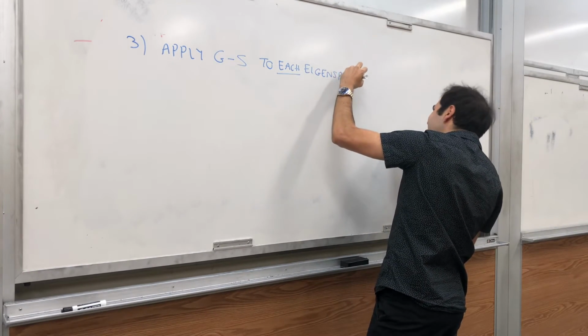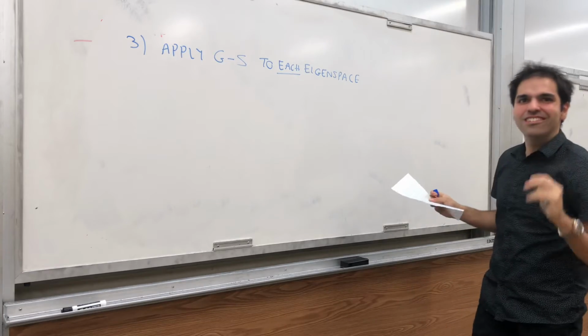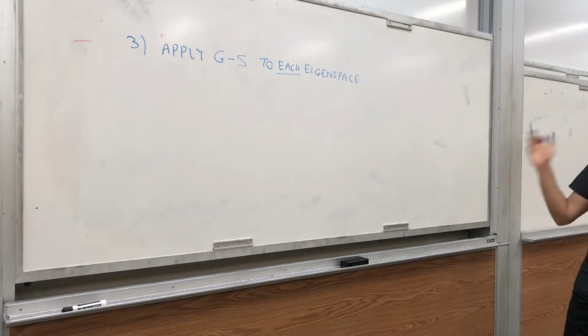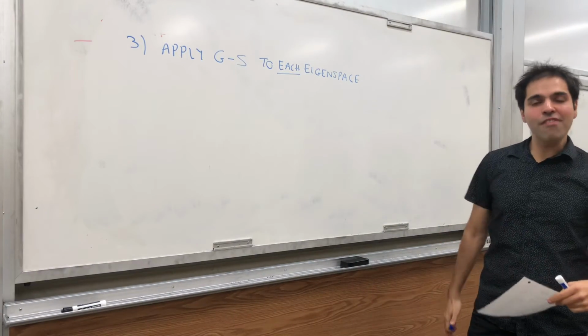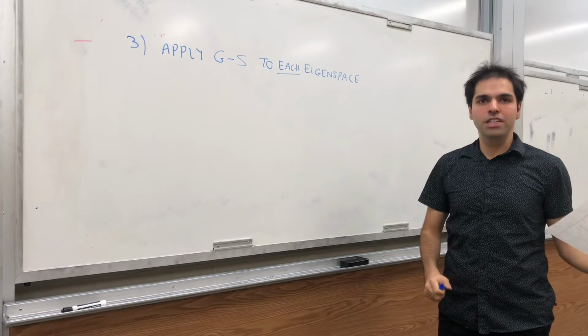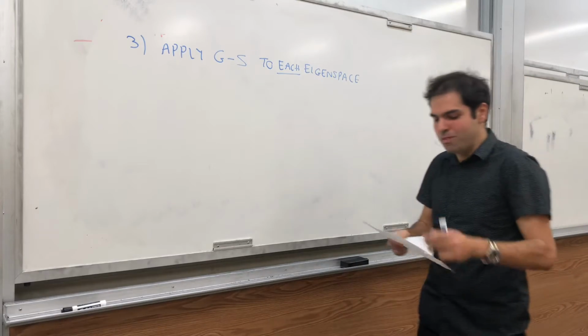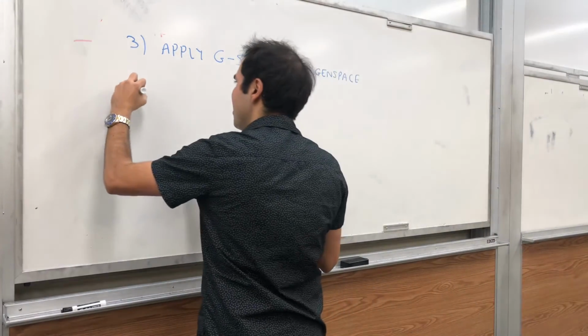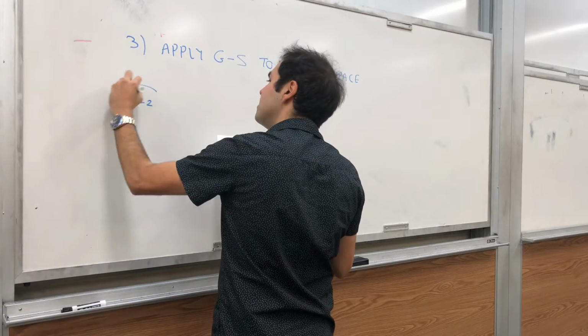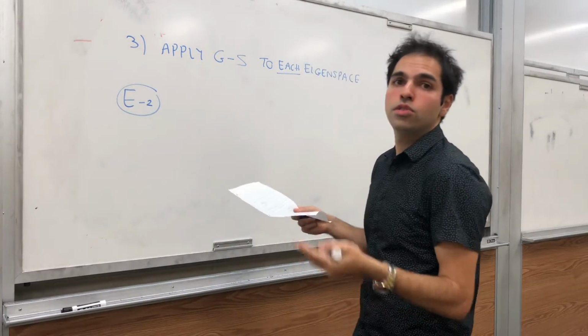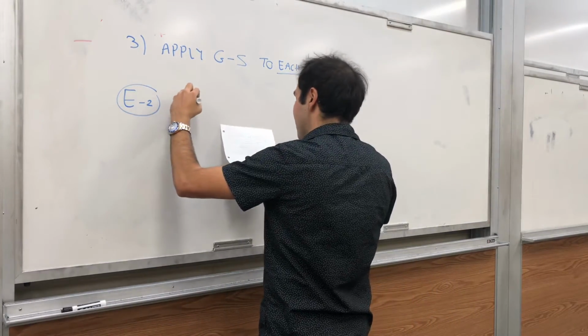Again, don't do it to all 3 vectors. It's a waste of time. And basically what we'll get, instead of having a long Gram-Schmidt process, we essentially have 2 very short Gram-Schmidt processes. So, first of all, consider the eigenspace corresponding to minus 2. So I write it as E of minus 2.